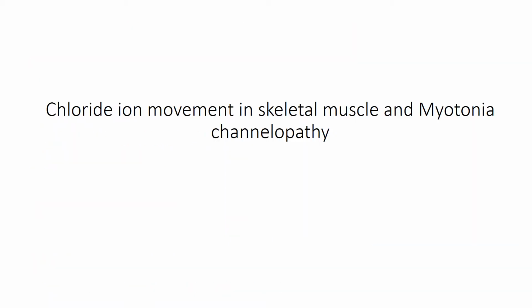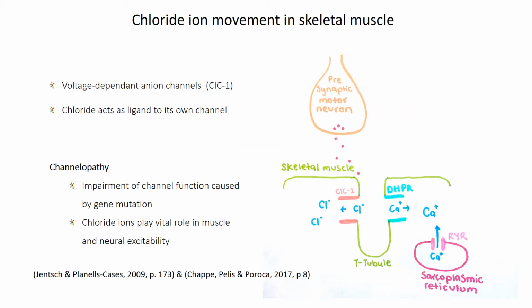The third topic that we will cover today discusses the physiological function and movement of chloride ions in skeletal muscle and the channelopathy myotonia congenita. In skeletal muscle, the major channels responsible for the movement of chloride ions and recovering resting membrane potential are voltage-dependent anion channels known as the isoform CIC1. Chloride ions act as a ligand to their own channel as it controls when and what passes through each channel.